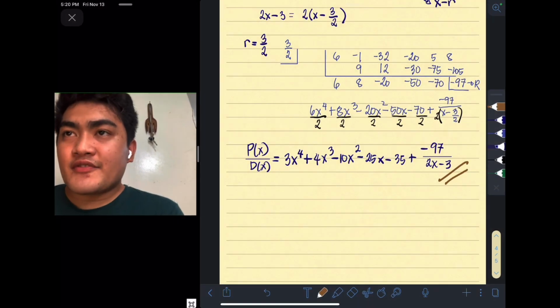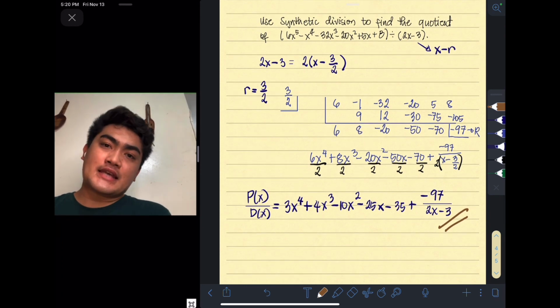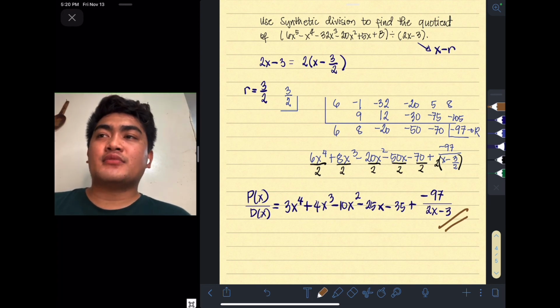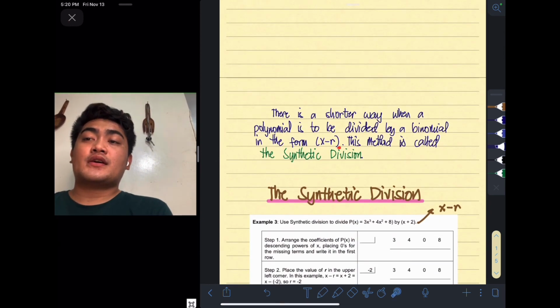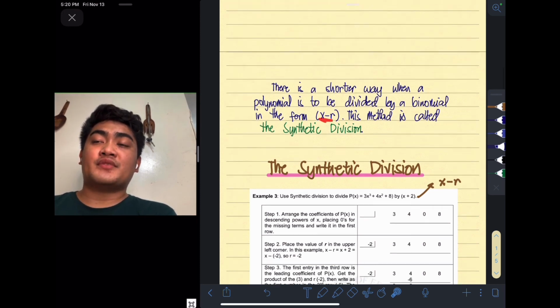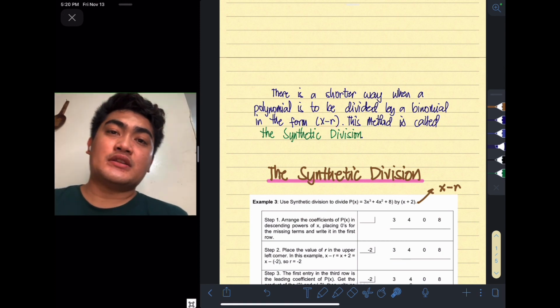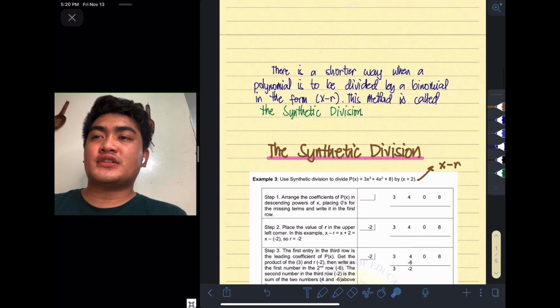Okay, so that's it, everyone. I just showed you how to do division of polynomials using the synthetic division method. Please take note that the synthetic division method is only applicable when our divisor is a binomial in this form, x minus r. So if the divisor is not in the form x minus r, and you cannot convert the divisor in this form, then you need to use the long division method in performing your division.